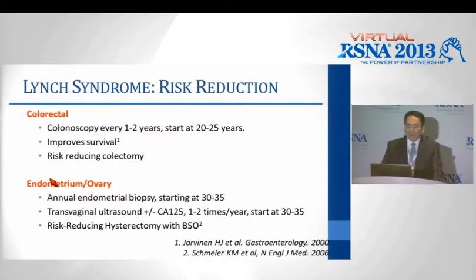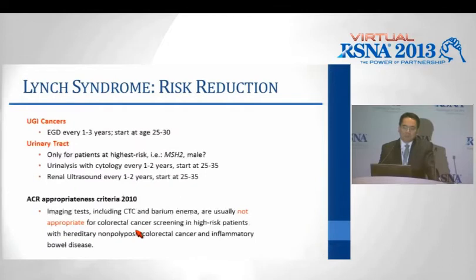For endometrial and ovarian cancer, endometrial biopsy, starting at an early age, combined with transvaginal ultrasound and CA-125 testing, is the screening recommendation. Hysterectomy and bilateral salpingo-oophorectomy can reduce your risk of both cancers. Whether or not it improves your survival is not clear at this time. For upper GI tract cancers, endoscopy is offered. And for urinary tract cancers, they're relatively rare in this population, and so perhaps those with the highest risk, for example, MSH2 mutations and male, may benefit from these screening strategies, such as urinalysis with cytology and renal ultrasound.